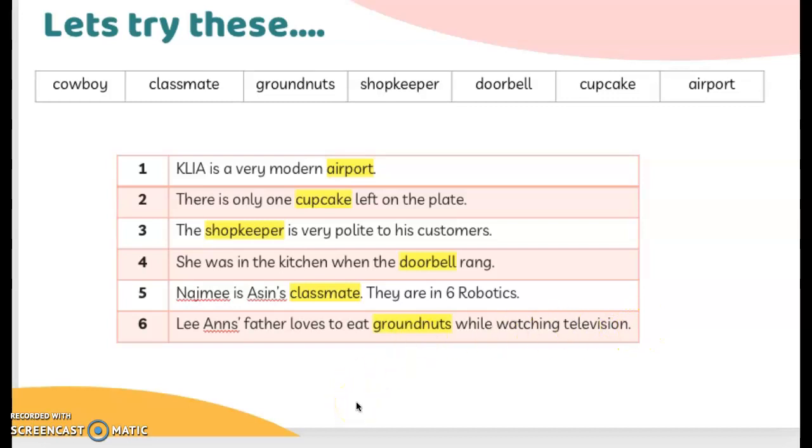Okay, so I think that's all for today's lesson. I will provide to you a link for you to complete the worksheet, and I hope you can look through your textbook for this topic, compound nouns. And then if you have any question, any hesitation, feel free to ask me, okay?